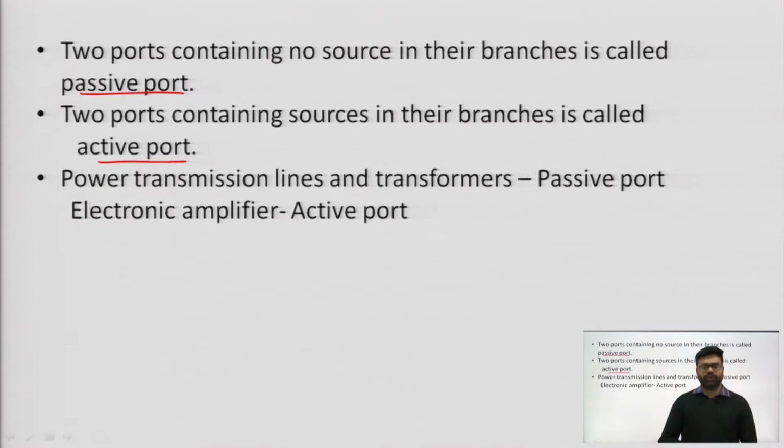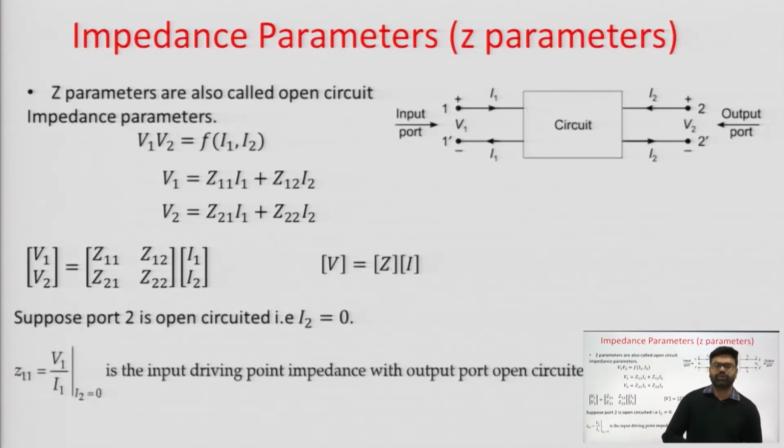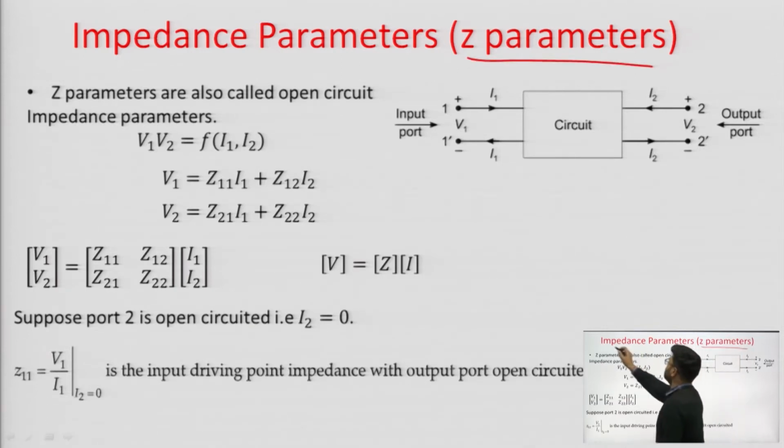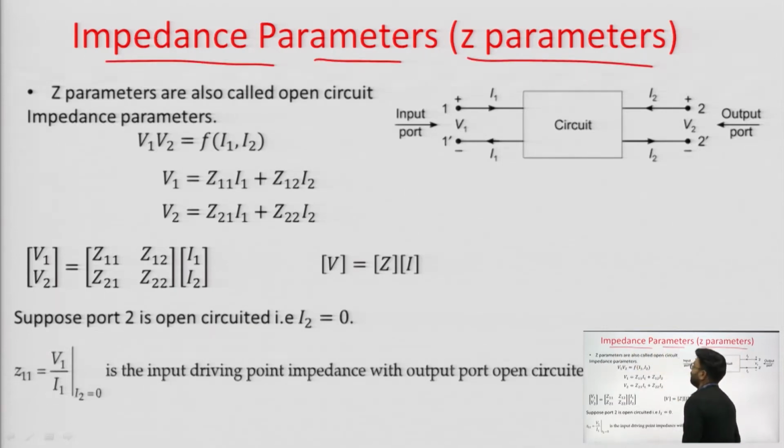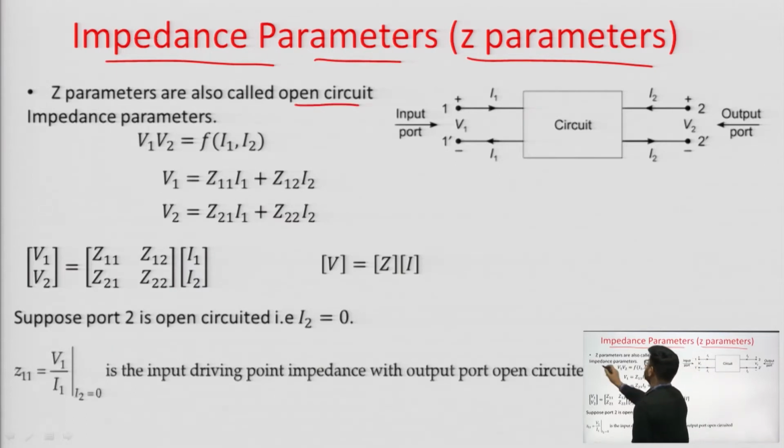In this two port we describe parameters. We have different parameters in our two port, whether represented by Z, Y, ABCD or H parameters. All these are parameters of a two port. In today's lecture we will discuss the Z parameters, also known as impedance parameters. Z parameters are also called open circuit impedance parameters. Why it is known as open circuit, we will see.